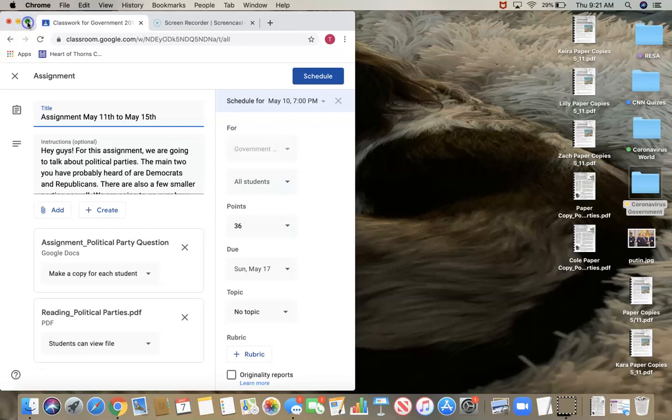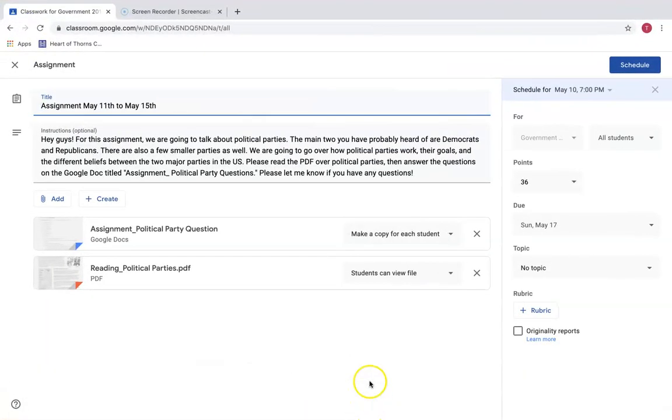Okay, guys, so for this week, we are going to start going over political parties. You have probably heard of the two major political parties, the Republicans and the Democrats. We've talked about them a little bit. But you also have third parties, like the Green Party and the Libertarians. They all have different beliefs in how they think the government should be run. The Republicans are more conservative, and the Democrats are a little bit more liberal. We're going to go through what that means a little more next week.